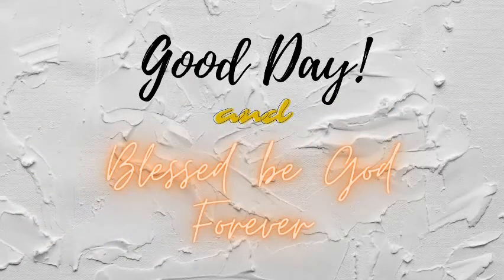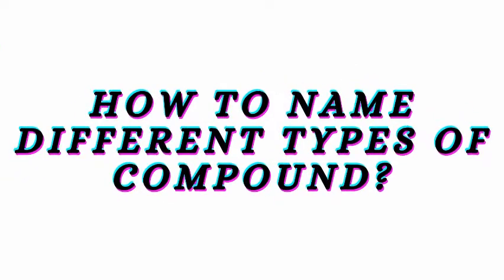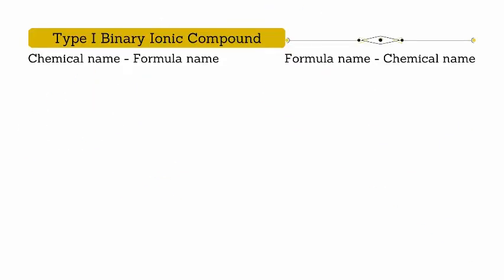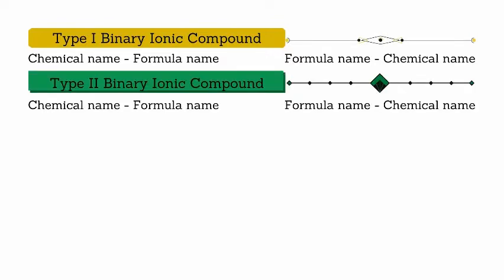In today's video, we are going to discuss how to name different types of compounds. We are going to start with how to name type 1 binary ionic compounds, from their chemical name to formula name and their formula name to their chemical name. Next is how to name type 2 binary ionic compounds from their chemical name to formula name and vice versa.